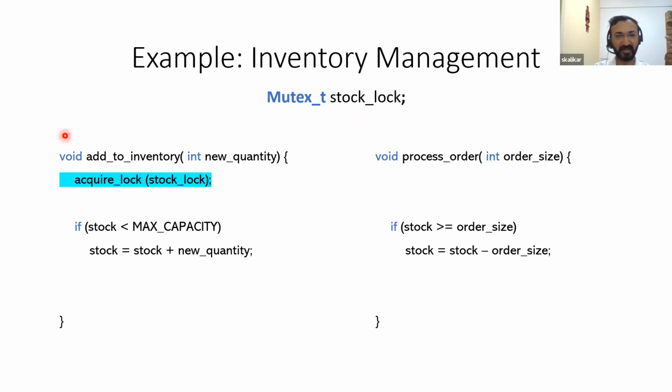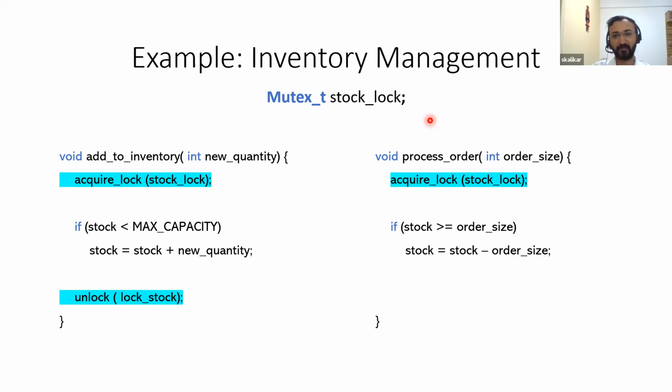For example, at the start of this operation, you acquire this lock, and then you perform the if condition and the increment. Once the lock is acquired, any number of other threads, although they are processing either add inventory or process order, won't get this lock because it's already acquired. At the end, once you finish your operation, you unlock the lock. Fair enough? Very simple construct, mutex, right?